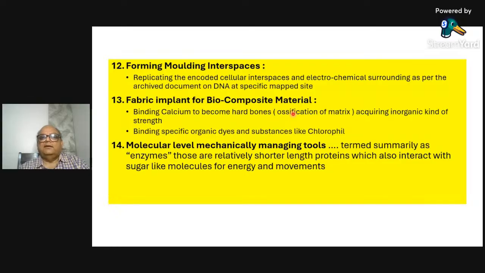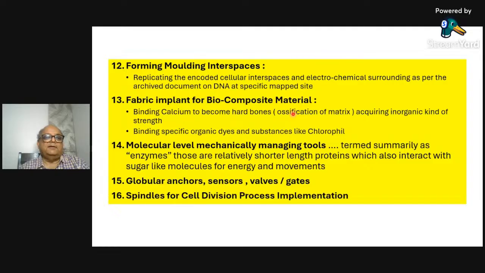Okay, they can twist, they can turn, they can join, they can splice, they can do all those actions on macromolecules. Okay, so these are called enzymes, and these are relatively shorter length proteins, and since they are having energy and they apply force and move, they cause movement, they are also interacting with some sugar-like molecules, ribose, etc., for energy and for carrying out movements. Okay, so that is the one. And of course, globular anchors, sensors, valve gates, we have spoken about.